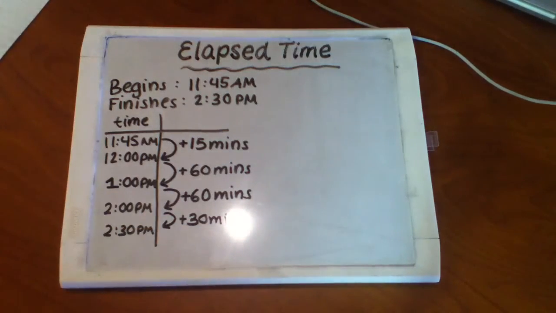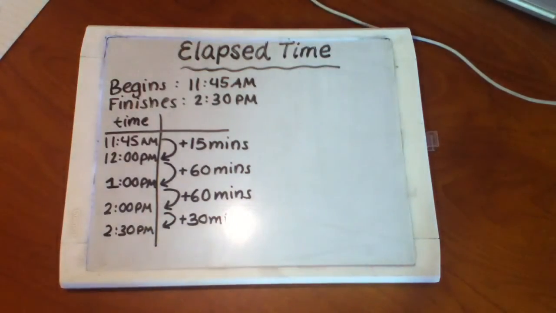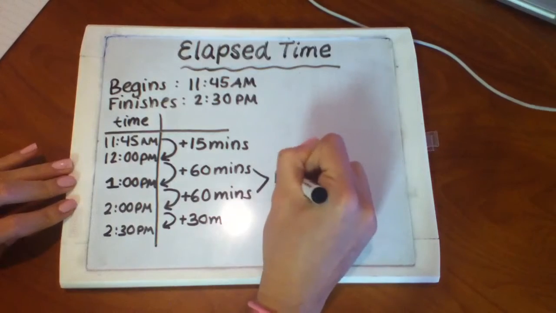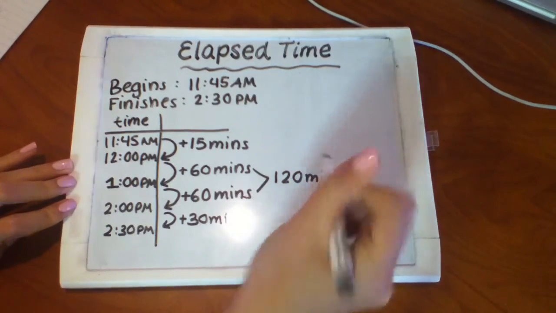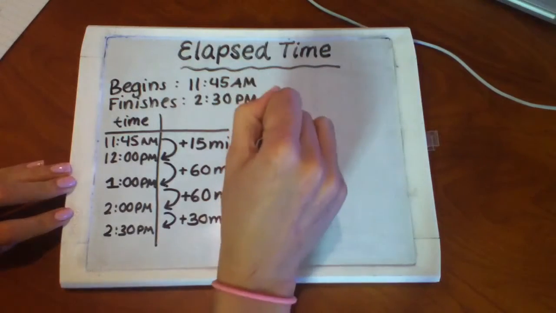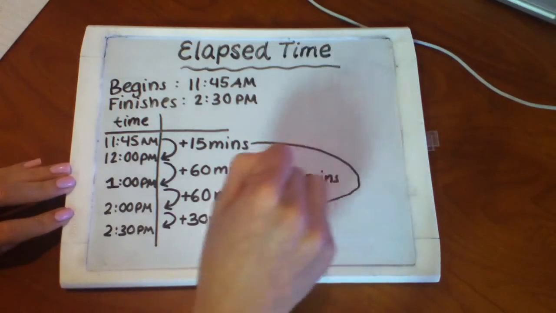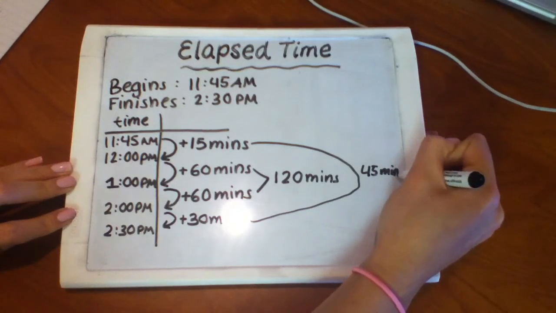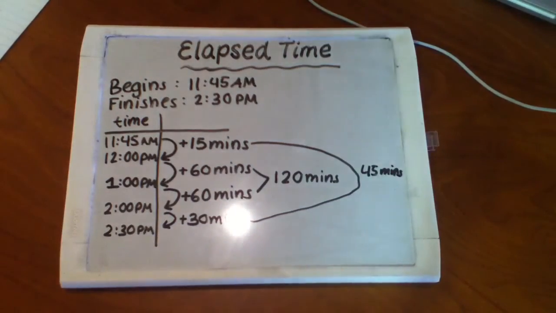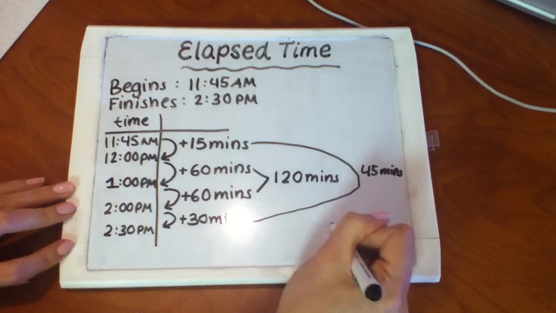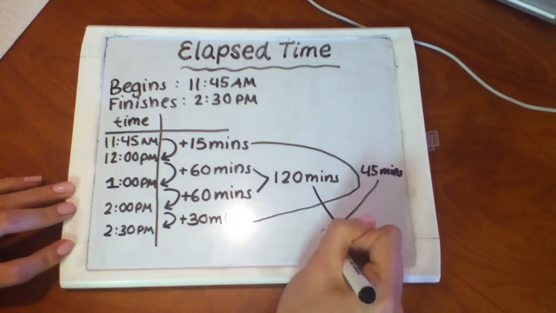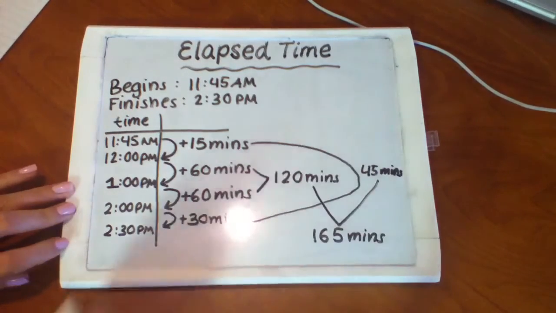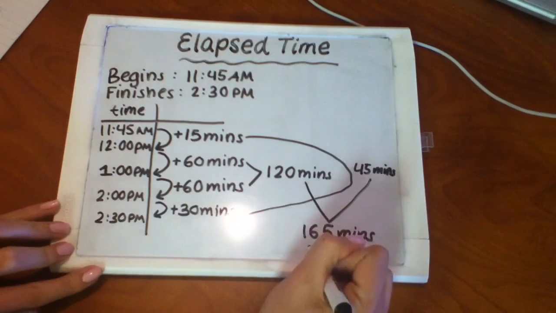So now we have our amount of time on this side. All we need to do is add it all together and see what we get. So what we could do is add the two biggest numbers, which are 60s. That's 120 minutes. And then if we add 15 and 30, that brings us to 45 minutes. So 120 plus 45 minutes is 165 minutes. Also, that is known as 2 hours and 45 minutes.